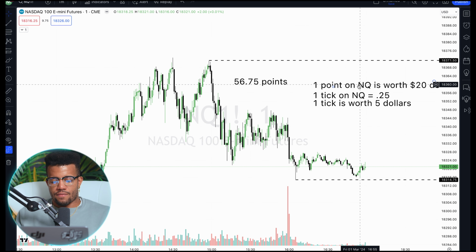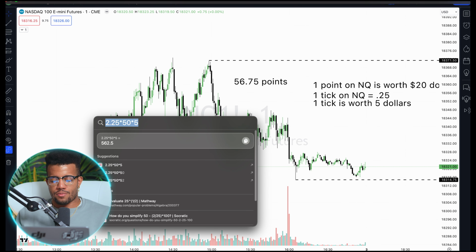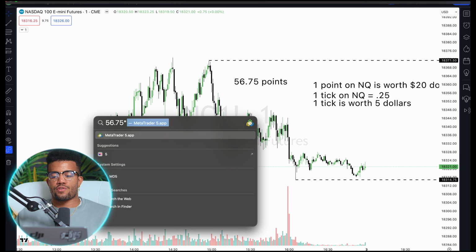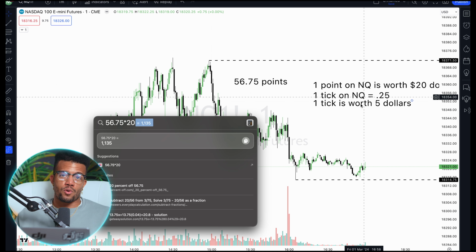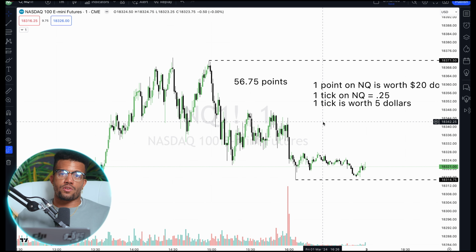Well, then we could say that 56.75 times 20 is $1,135. I know off the top of my head that 50 points on NQ is a grand and 100 points is 2 grand. I know that because I trade NQ every day. I also trade MNQ, which is the micros.